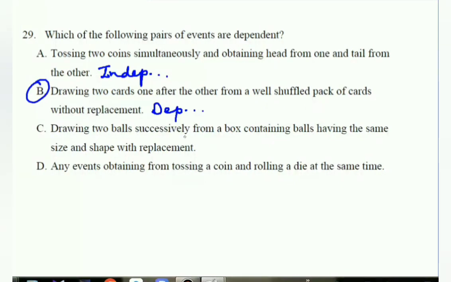Drawing two balls successively from a box containing balls having the same size and shape with replacement. If it is with replacement, the event is independent. And the last one, any event obtained from tossing a coin and rolling a die at the same time. These are purely independent events. So the answer for this problem is B.